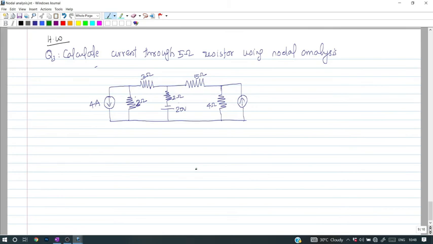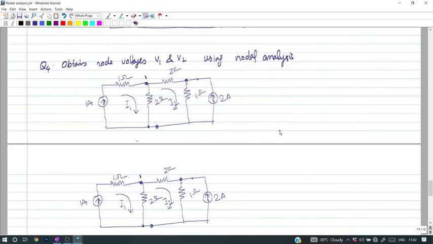This is the homework problem. Here the question is: calculate current through the 5 ohm resistor using nodal analysis. Here this current source value is 8 ampere. Now let's see another problem in order to solve node voltages. Here the question is: obtain node voltages V1 and V2 using nodal analysis.